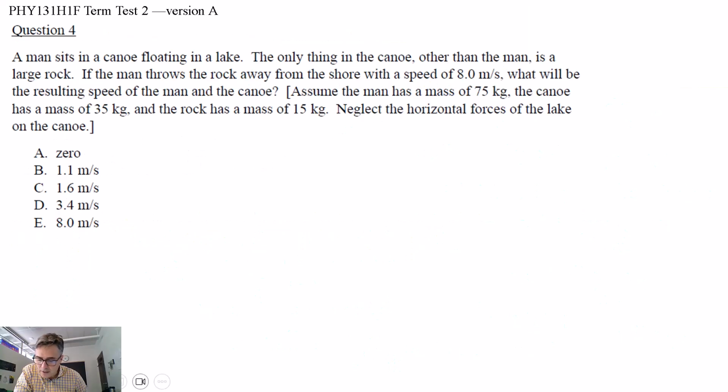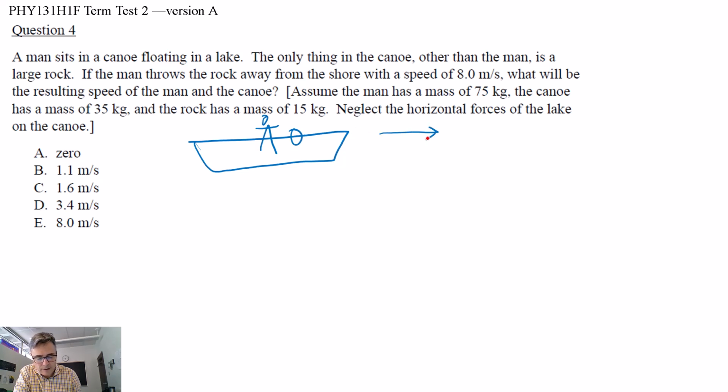A man sits in a canoe floating in a lake. The only thing in the canoe other than a man is a large rock. So there's a guy and there's a rock. If the man throws the rock away from the shore with a speed of 8 meters per second, what will be the resulting speed of the man and the canoe?